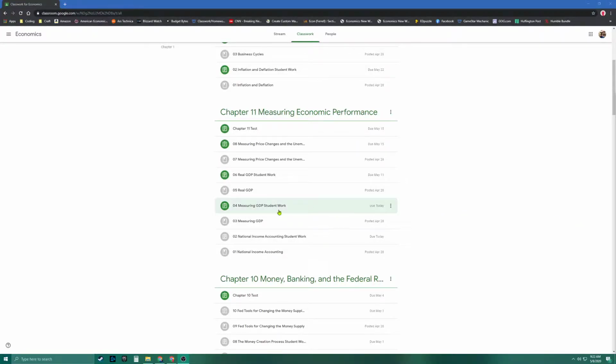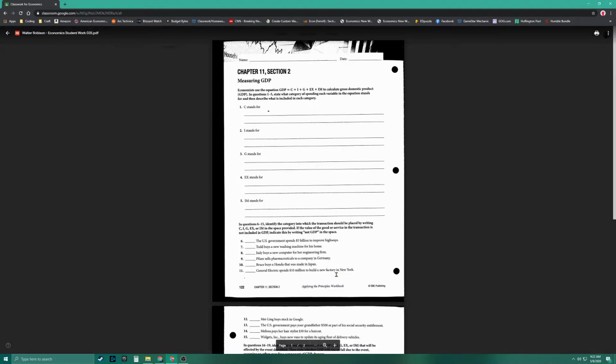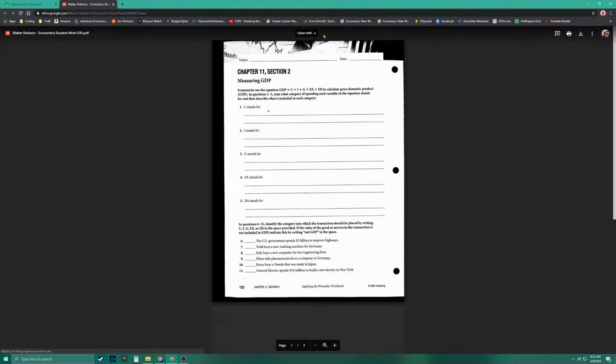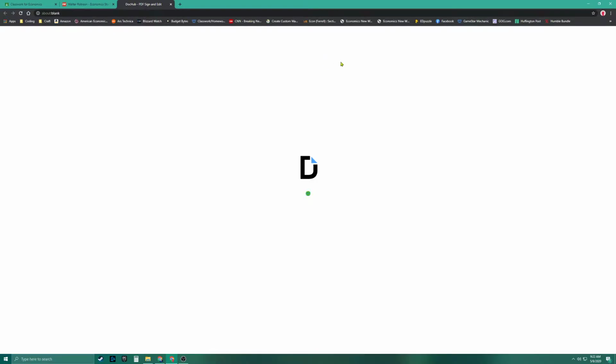Right, this is the Measuring Gross Domestic Product student work assignment. I'm going to use DocHub to make any changes I need to.